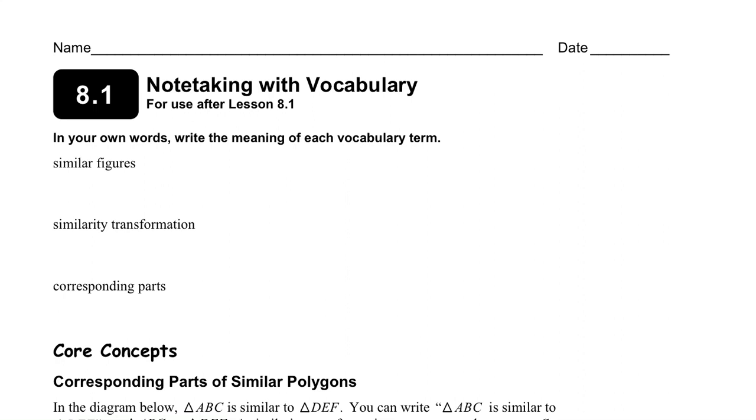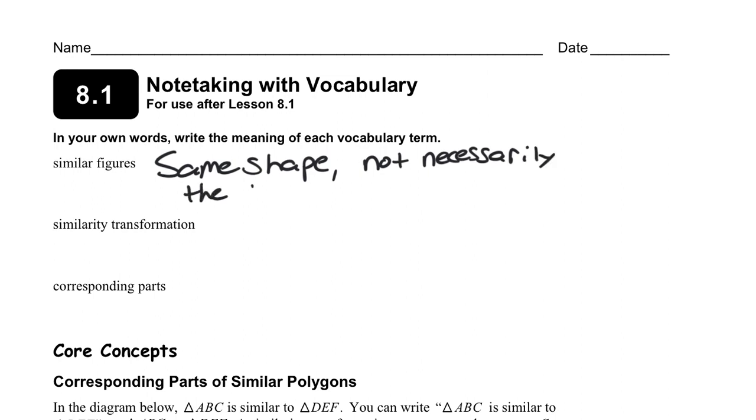This is 8.1 today. We are starting a new unit and we are going to talk about similar polygons. So let's talk about some vocab here. Similar figures are basically figures or shapes that have the same shape. So same shape, but not necessarily the same size.